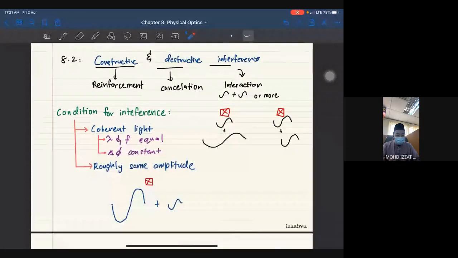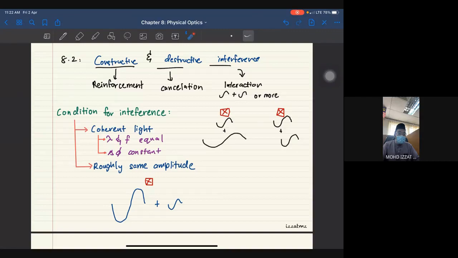Subtopic 1 and subtopic 2 don't have much calculation, but this is the basics of the chapter, especially 8.2. So for interference you have 2 conditions. If these 2 conditions are not met and the waves overlap, there's still interference, but you cannot observe its effects. So you cannot see whether it is interference or not if the conditions are not fulfilled.